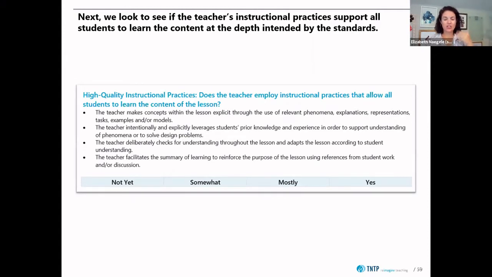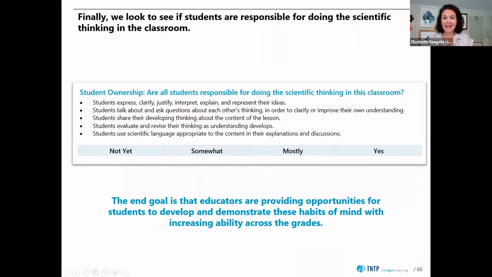I think if we were to talk about this with the video that we just watched, in this chunk, we did not see strong evidence of it. And then the last section of the instructional walkthrough asks us to consider if students are responsible for doing the scientific thinking in this classroom. We look to see if students are expressing their ideas, that they talk about and ask questions of each other's thinking, that they're sharing their thinking as it develops and using appropriate scientific language to express those ideas. Again, in the video we saw not a strong example of this. We saw her doing a lot of the talking and referencing previous student thinking, but in this actual part that we watched, kids weren't doing a lot of the thinking.